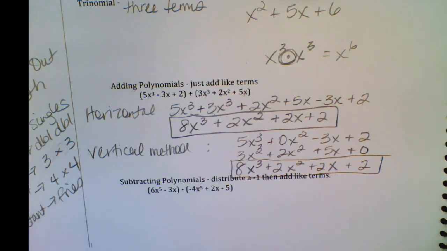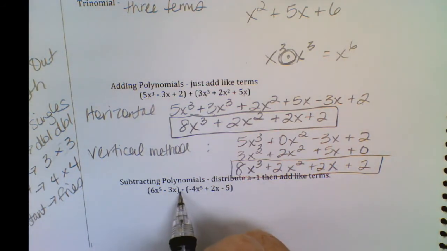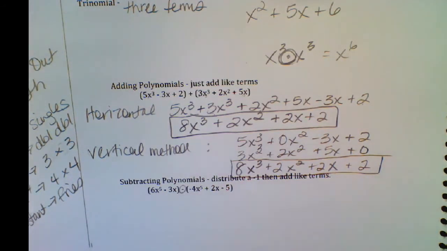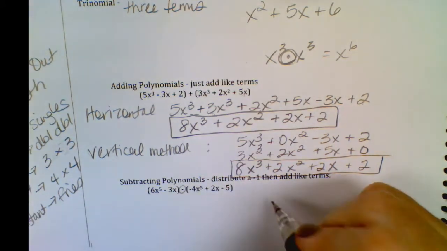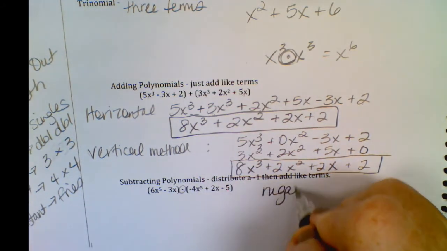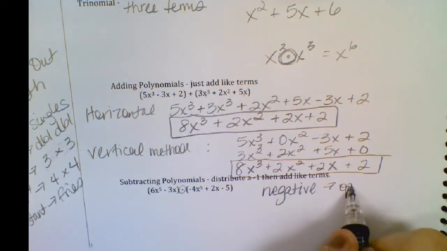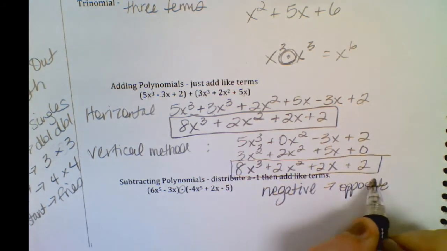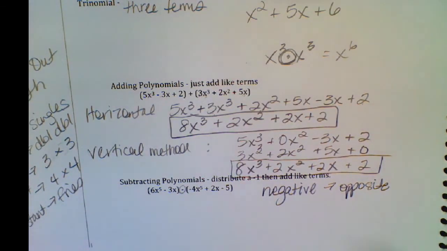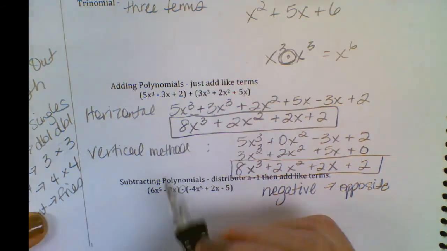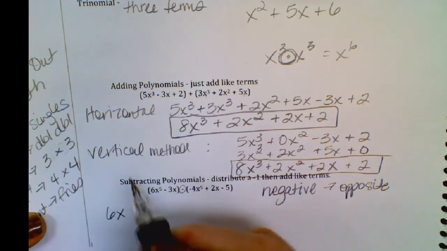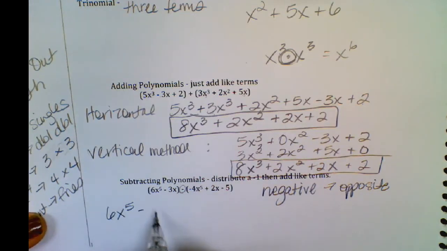On subtracting polynomials, I want you to think about another word that we've used for negative. And what we usually say is that negative means the opposite. Okay. So when you're subtracting something, you're actually taking away or doing the opposite of what these are. So I'm going to write this one out in vertical method because that's really the way I prefer.